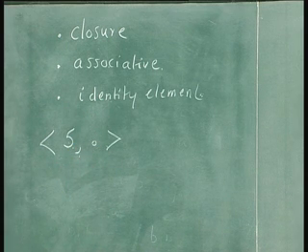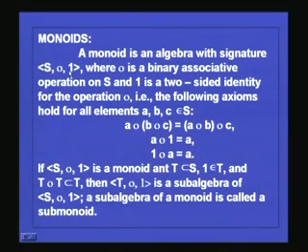A monoid is an algebra with signature S dot 1, where dot is a binary associative operation on S and 1 is a two-sided identity for the operation dot. That is, the following axioms hold for all elements A, B, C belonging to S. A dot B dot C is equal to A dot B dot C. This is the associative property. Then 1 is a two-sided identity. So, A dot 1 is equal to A, and also you have 1 dot A is equal to A. In this case, the algebra is called a monoid.